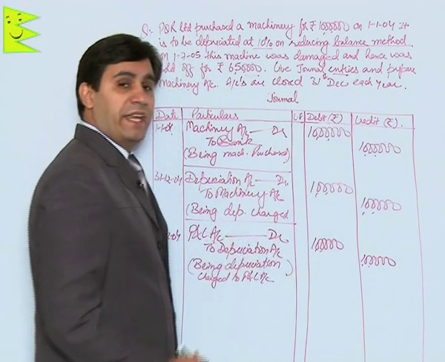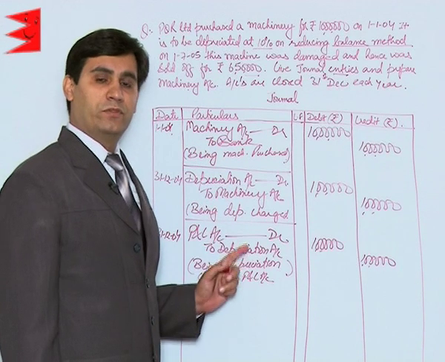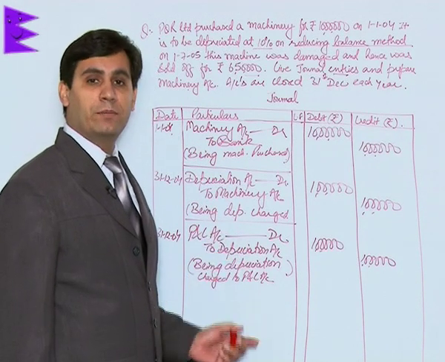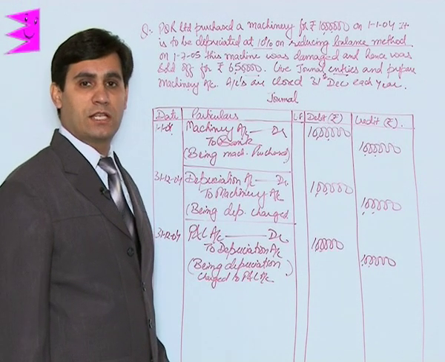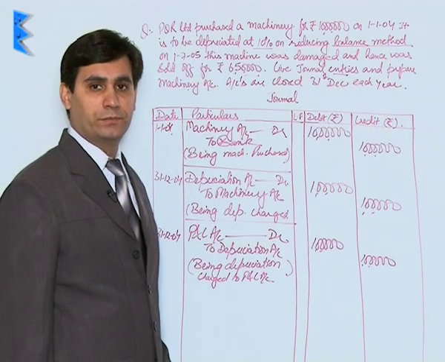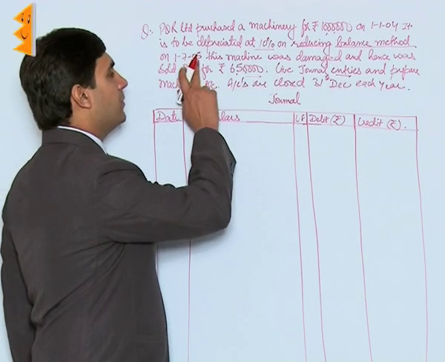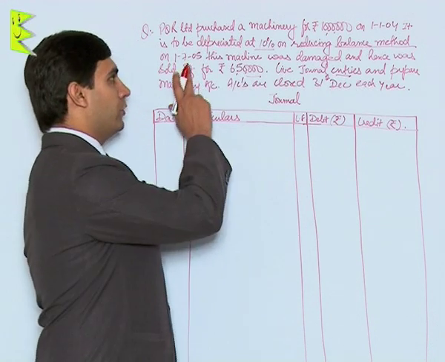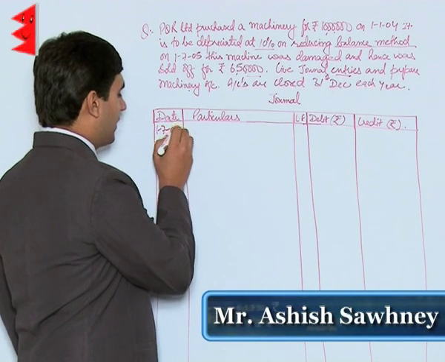Now this completes the entries for year 2004, that is we have purchased a machine. At the end of this year we charged depreciation on that machine, and on the very same date, that is the last date of the year, this depreciation was transferred to or charged to profit and loss account. So for year 2005, this machine was used for 6 months, that is from January till June. So depreciation would be charged for 6 months.